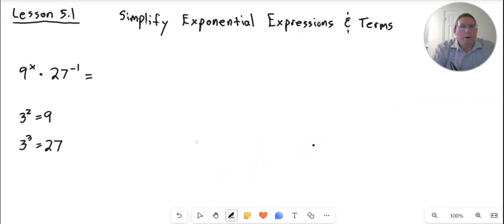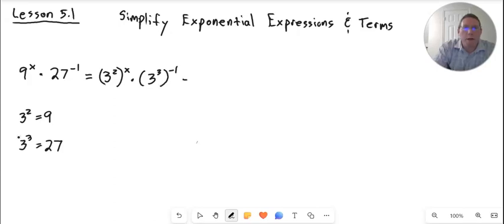Okay, here's another one. We've got a base of 9 and a base of 27. Well, I want to remind you that 9 is the same thing as 3 squared. 27 is the same thing as 3 to the third. And so this is now going to become 3 squared to the power of x times 3 to the third to the power of negative 1. And so now what we have is 3 to the power of 2 times x times 3 to the power of 3 times negative 1.